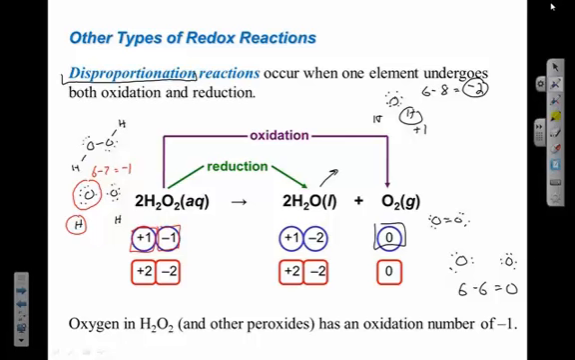So a disproportionation reaction is one where it's the same element. Some of the atoms of that element are undergoing a reduction, and other atoms of the same element are undergoing oxidation.